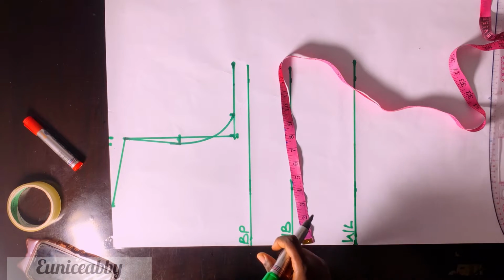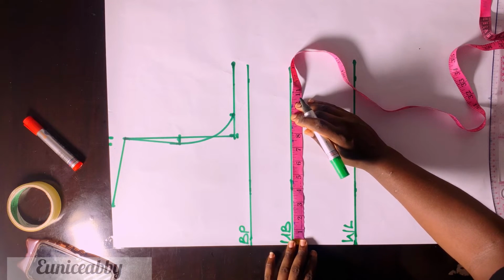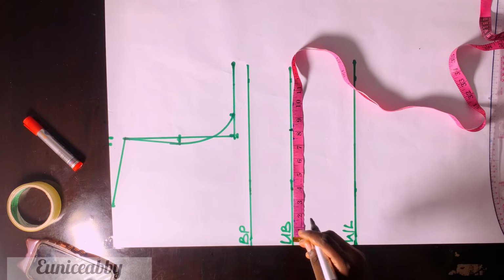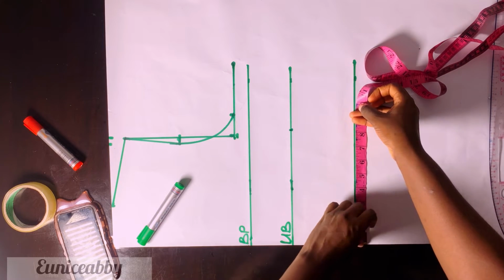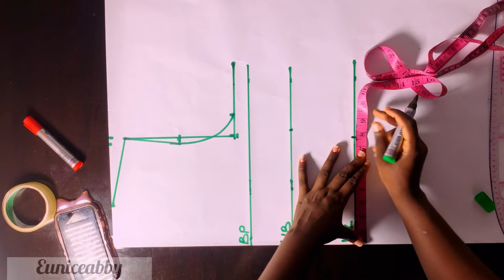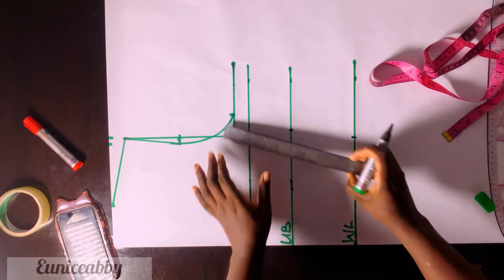The next step is to divide my under bust circumference by 4. My under bust circumference is 33. 33 divided by 4 gives me 8.25. So I went ahead to mark 8.25. The next step is to mark my waist circumference divided by 4. My waist circumference is 30. 30 divided by 4 gives me 7.5, which is what I marked. Okay, I'm going to go ahead to use my ruler to connect the points.